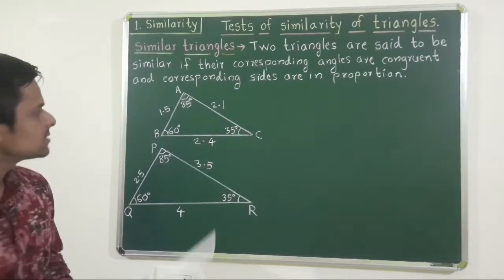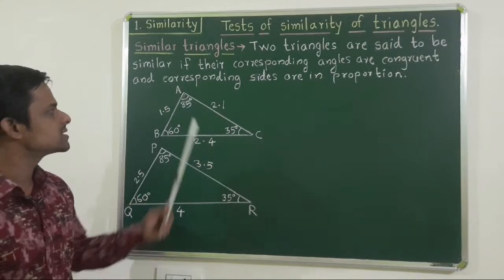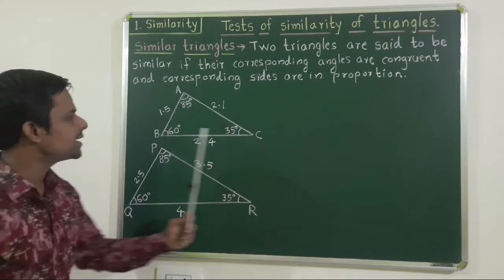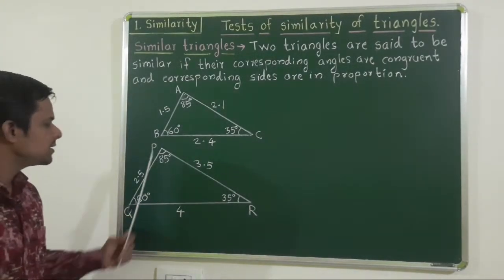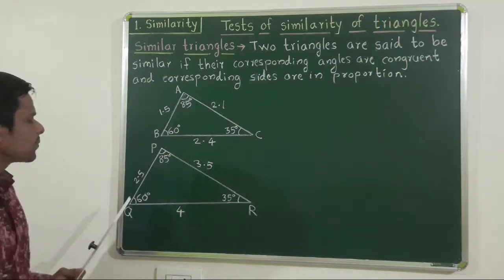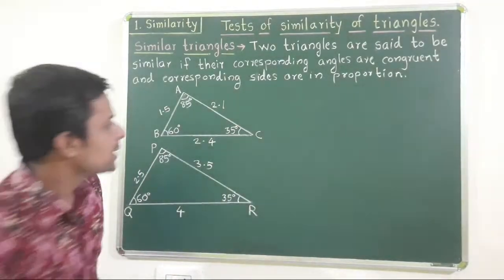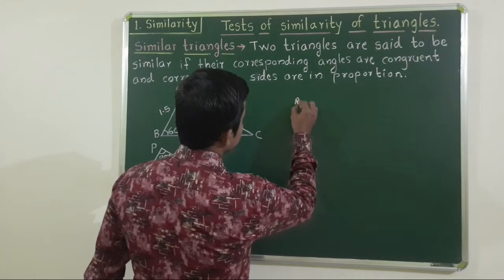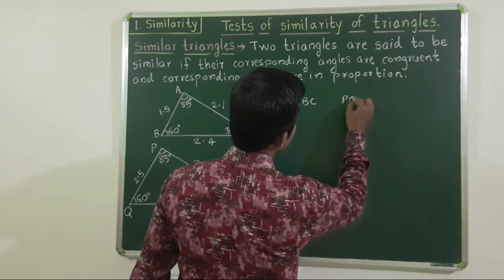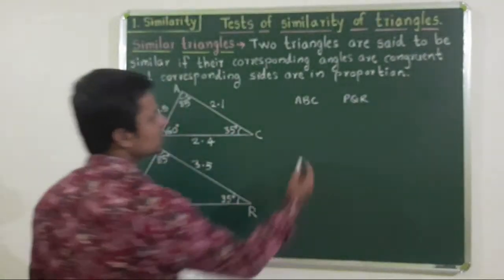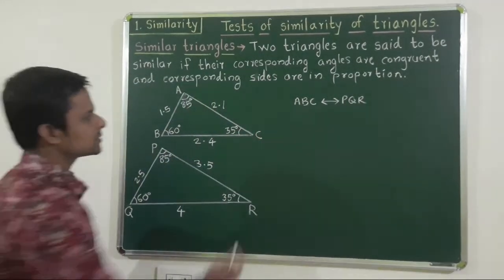Now for these two triangles, triangle ABC and triangle PQR, there are three vertices of triangle ABC, that is point A, point B and point C. Again, there are three vertices of triangle PQR, that is point P, point Q and point R. I am going to write these three vertices like this, ABC for triangle ABC and PQR for triangle PQR. Now this is one type of correspondence, that is ABC corresponds to PQR.